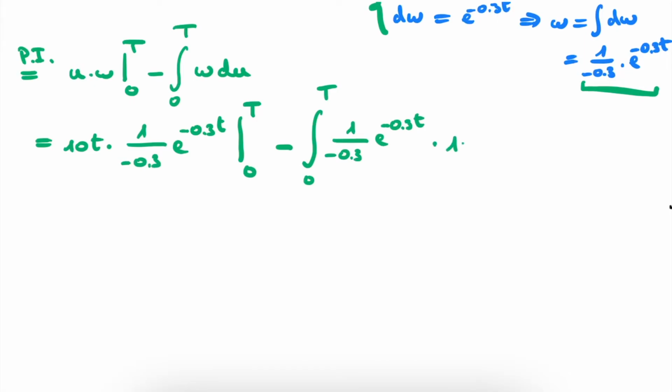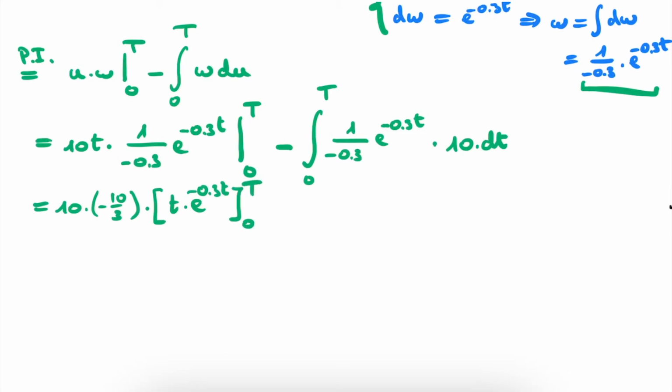And du was simply 10 times dt. Rewriting this, we get the following. We have 10 multiplied by minus 10 divided by 3, which is 1 over minus 0.3, multiplied by the following. We have t multiplied by e to the power of minus 0.3t, filled in 0 and capital T, minus this integral, in which we first take out these constant terms in front of the integral.